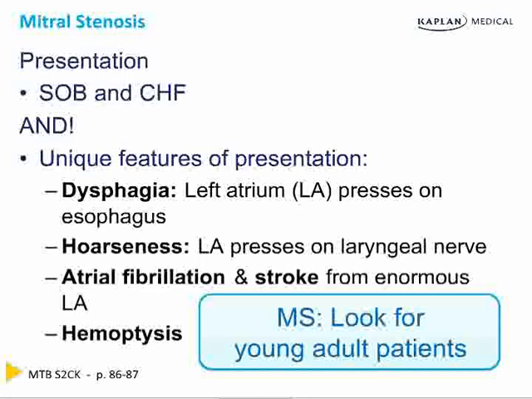when they were 10 or 12, and now they're 36, and now you're like, oh man, why are you short of breath today? I don't know. Let me hear. Oh, click, click, click. Oh, I hear an opening snap. Are you having shortness of breath? Yes, I am. Are you having hoarseness and dysphagia? I don't know. Let me swallow. Oh, that sucked. Yep, you must have mitral stenosis.